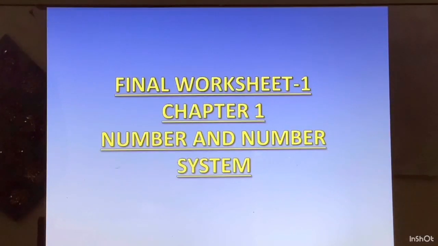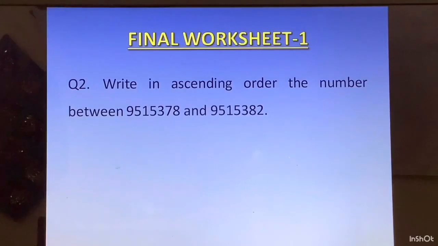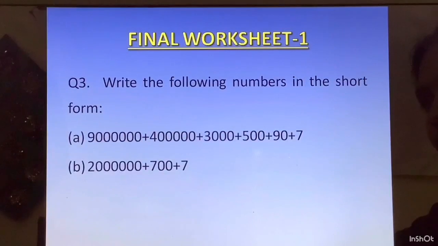Final worksheet for you, which is based on the entire chapter, Number Systems. Question number 1. There are 9,632,142 men, 7,412,698 women and 856,482 children in a town. Write these numbers in words. Question 2. Write in ascending order the numbers between 9515378 and 9515382.